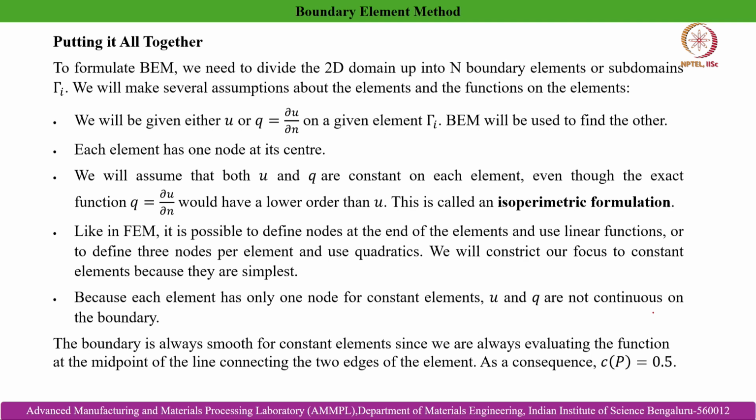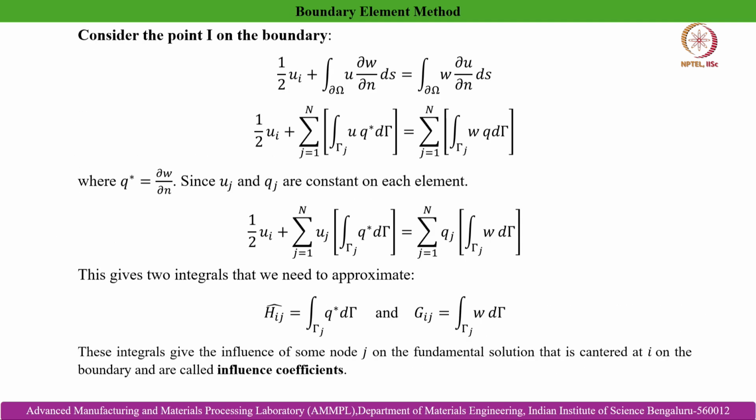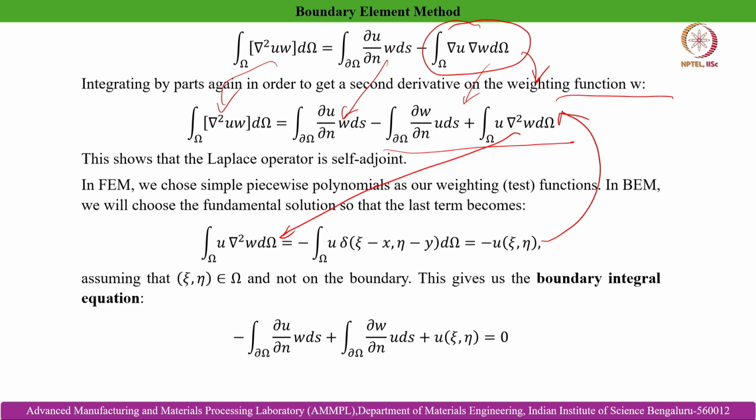That means we are evaluating, so assume this is a constant boundary element. So we are evaluating at the midpoint here. As a consequence, Cp is equal to 0.5. Hence, we have seen this equation before.